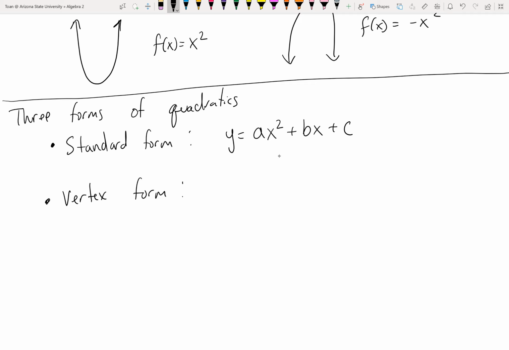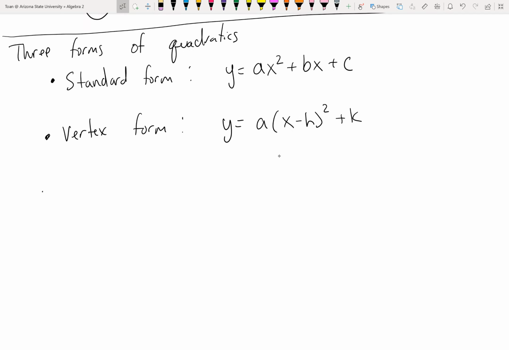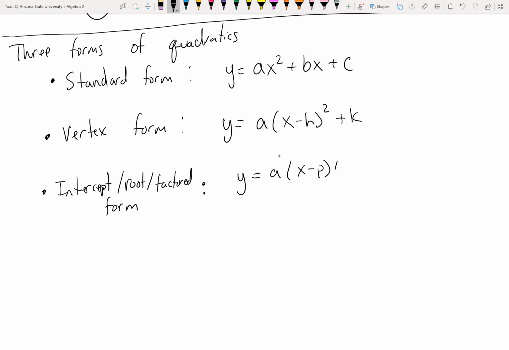Vertex form is another form of a quadratic. It has the form of a times the quantity x minus h squared plus k. And the third form is intercept, also known as root, also known as factored form. It has lots and lots of different names. And that has the form of y equals a, x minus p, times x minus q.